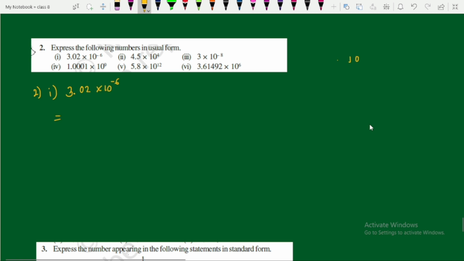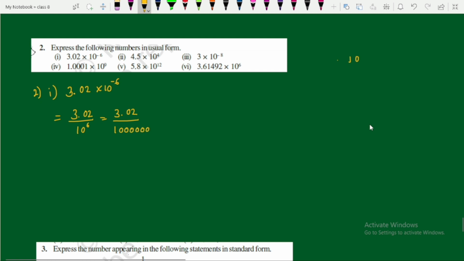So, first step, we write 3.02 as it is, divided by 10 raised to 6. It will be positive. Okay. So this we can write 3.02. 10 raised to 6 means how many zeros? 6 zeros we are going to write here.